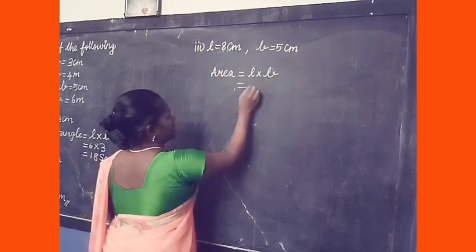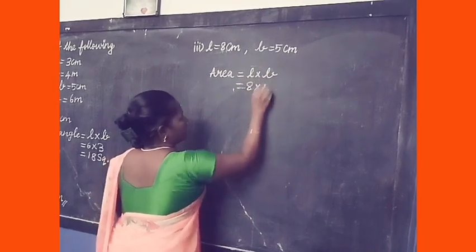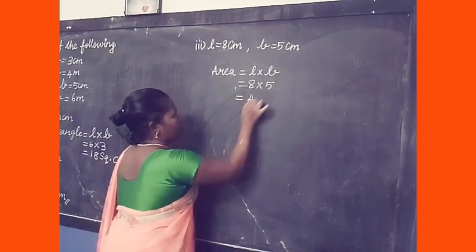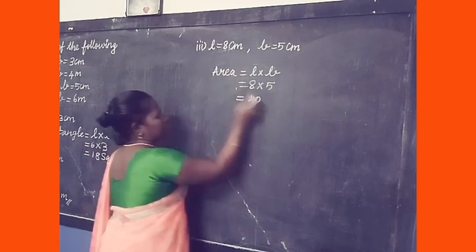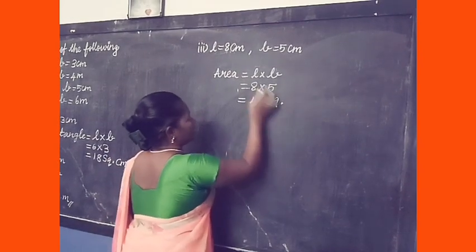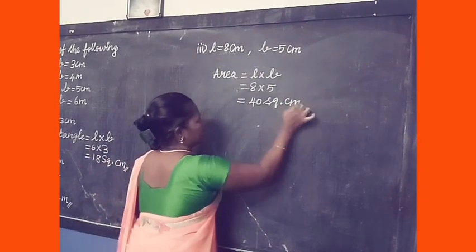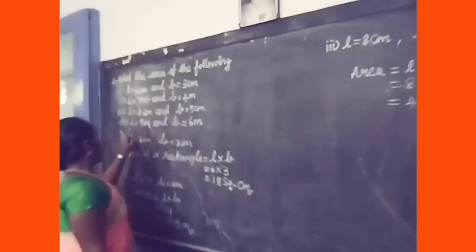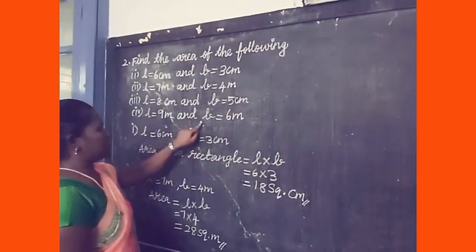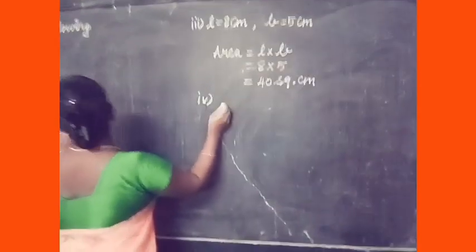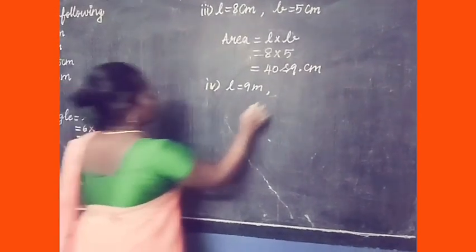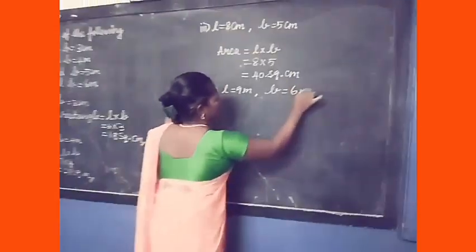L value is 8 and B value is 5. 5 eights are 40. So area means we write square. Unit value is centimeter. So answer 40 square centimeter. Children, see the fourth sum. L value is 9 meter and breadth value is 6 meter. Write the fourth one. The given values are L is equal to 9 meter. Breadth is equal to 6 meter.